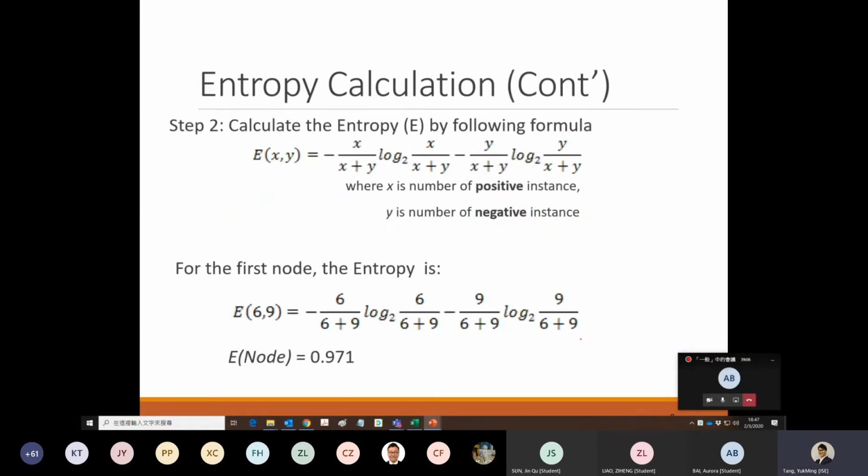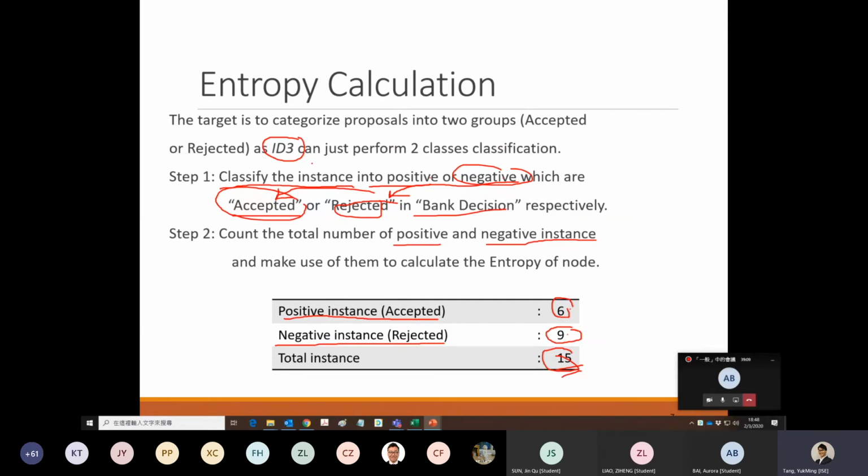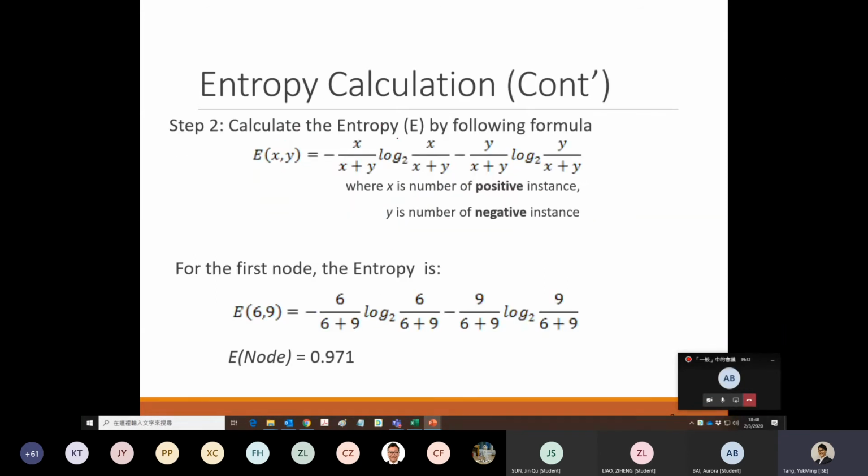Okay, so in order to apply the ID3 algorithm, we need to calculate, and it's very important, the entropy. We need to calculate the entropy for the first node. As mentioned before, for the tree diagram, we start from the root node. So we need to calculate the entropy for this root node. In order to calculate the entropy, remember this equation. You need to apply this equation to calculate the entropy for the root node.